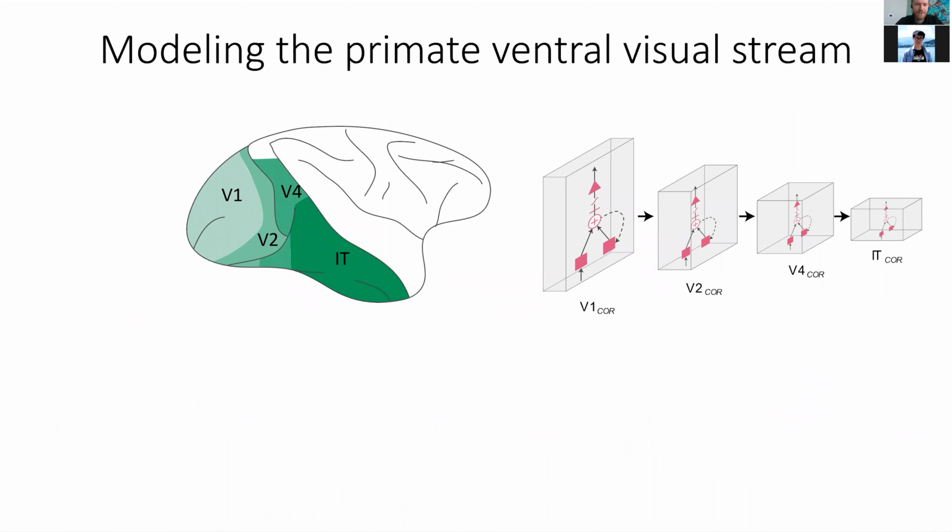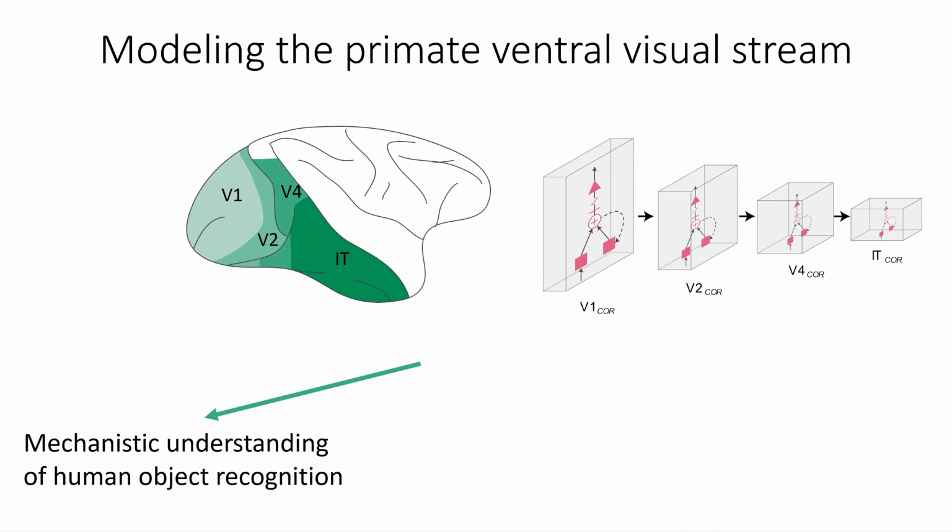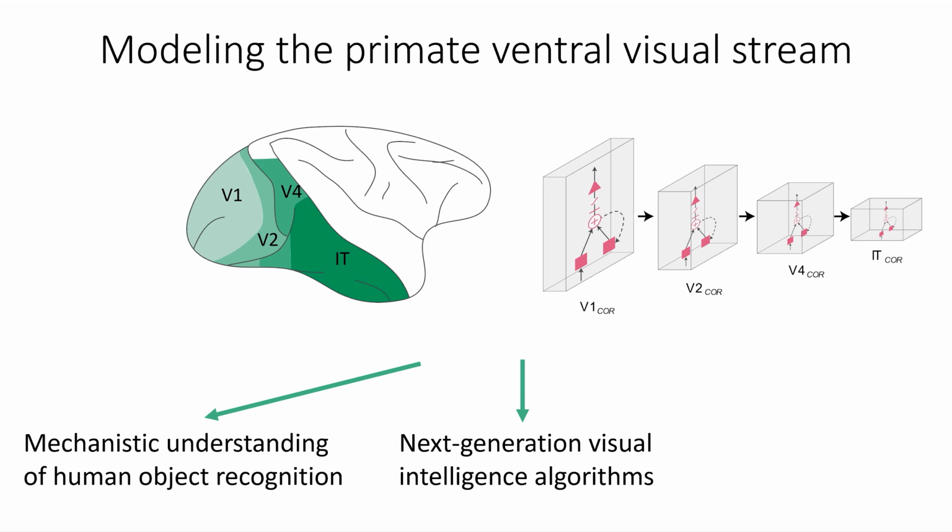All right, so our goal in the lab is to find an accurate model of the primate ventral visual stream. Why do we do this? I think there are three primary reasons. So one is that an accurate model will give us a mechanistic understanding of how human or primate object recognition works. It might inform the next generation of vision intelligence algorithms. And finally, probably a couple of years down the line, there might be some clinical applications that we can use these accurate models for.